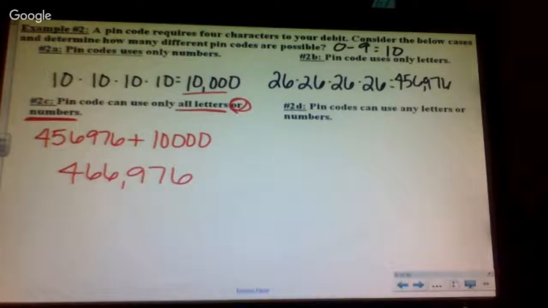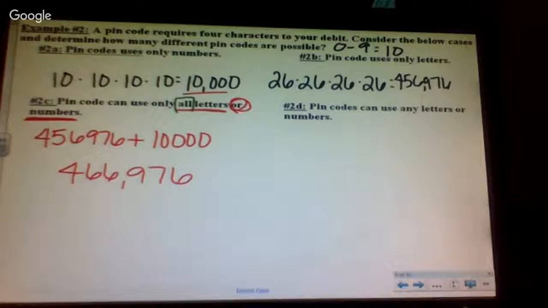Okay. You had all letters or all numbers. What's different between C and D? Pin codes can use any letters or numbers. Hold on. It's add, but it's not add. It says any letters or numbers. Your keyword here is all.